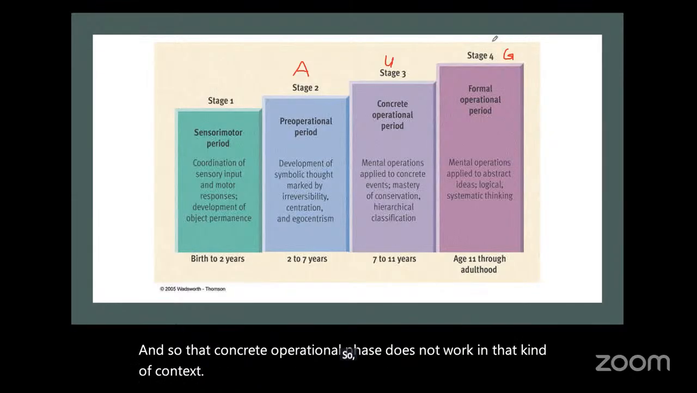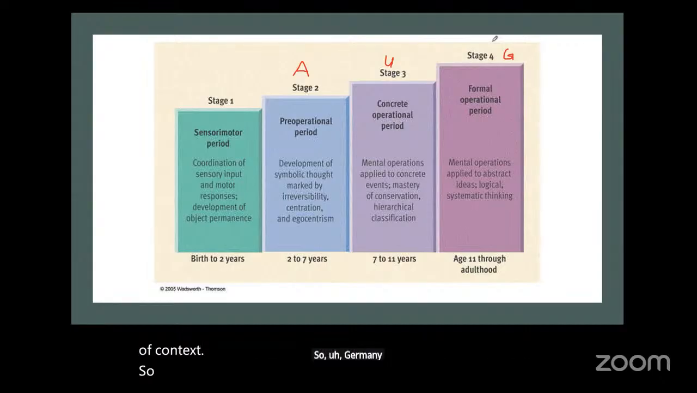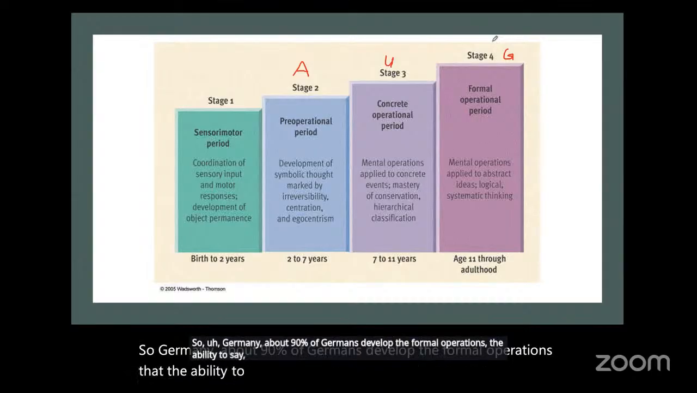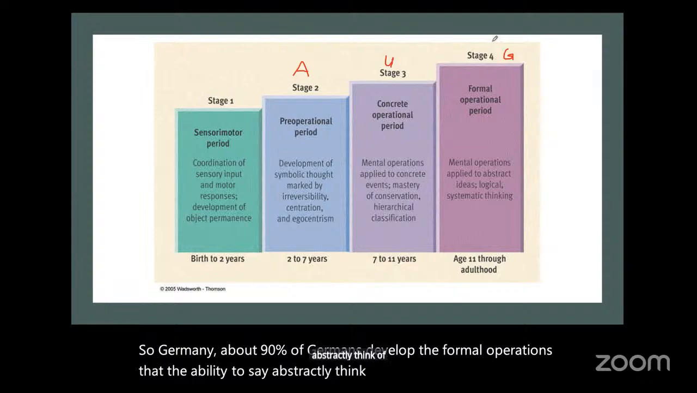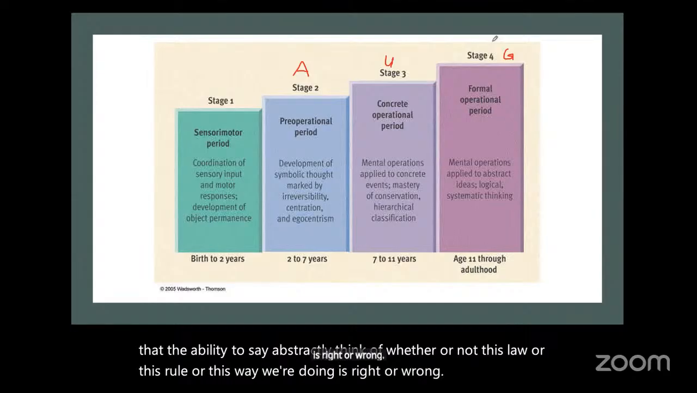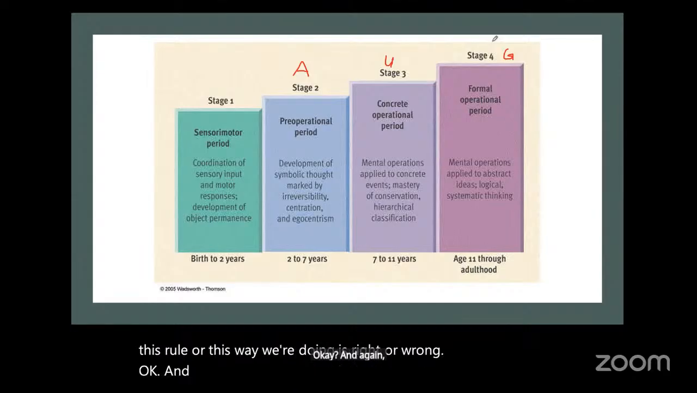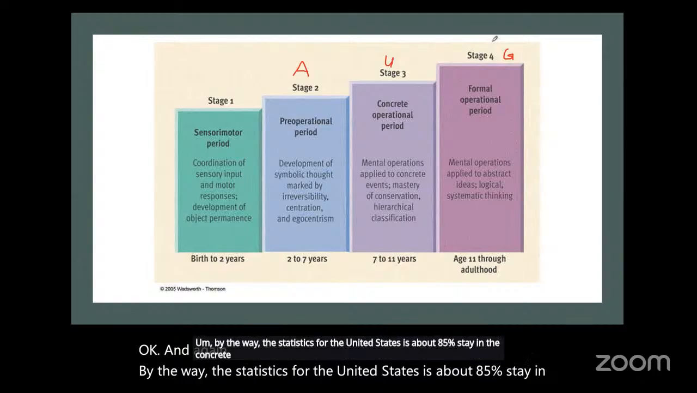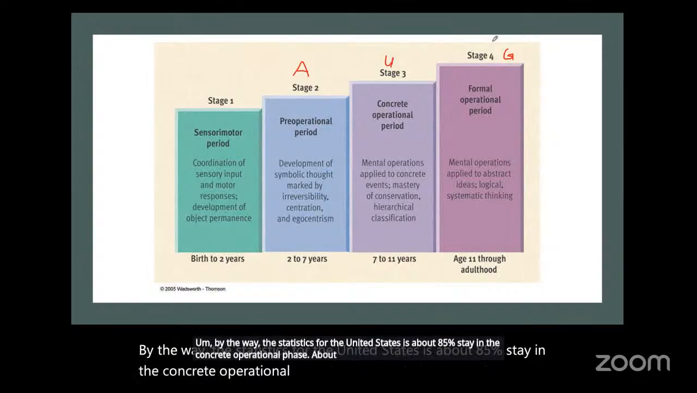So in Germany, about 90% of Germans develop the formal operations, the ability to abstractly think of whether or not this law or this rule or this way we're doing is right or wrong. And again, by the way, the statistics for the United States is about 85% stay in the concrete operational phase. About 15% develop abstract thinking.